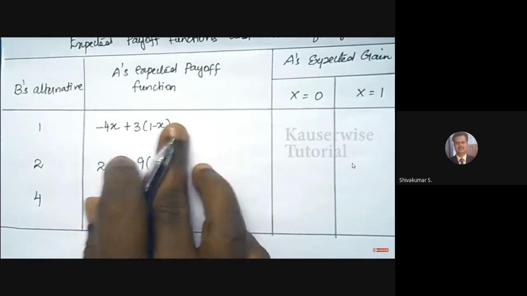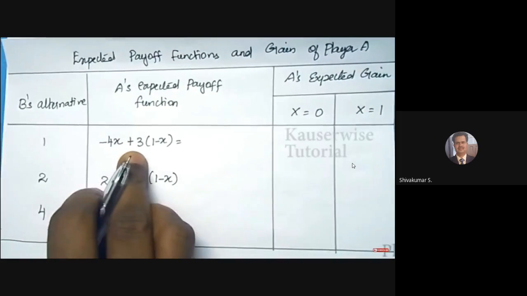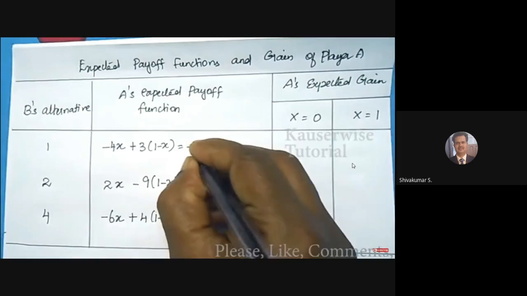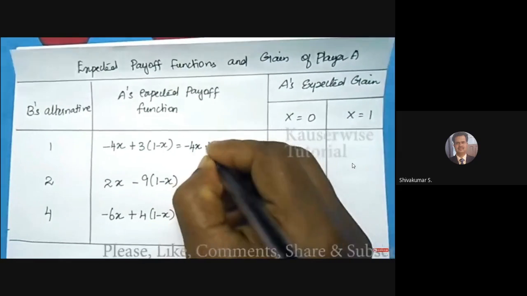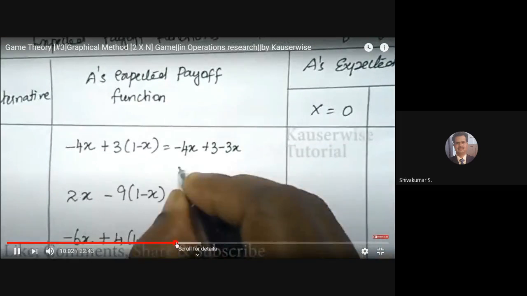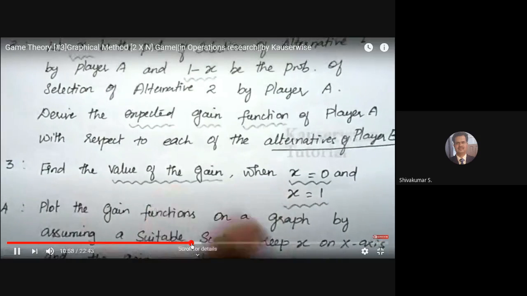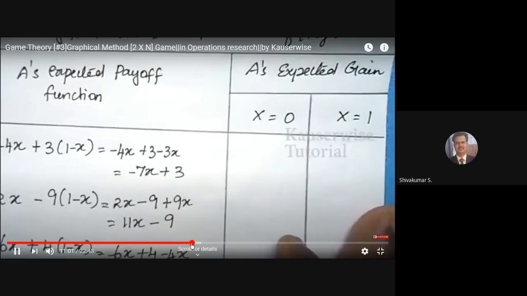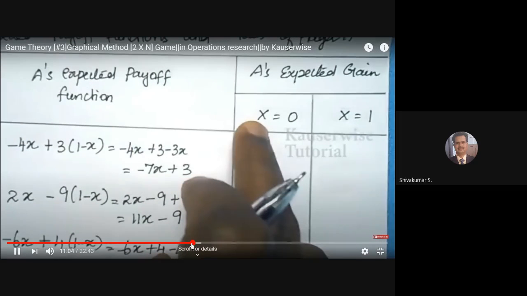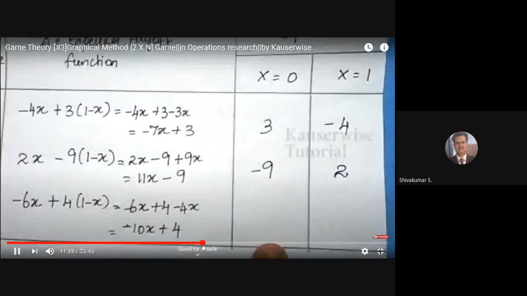So A's expected payoff function is minus 6x plus 4 into 1 minus x. Now with this equation you need to find out the payoff function. Just simplify: minus 4x plus 3 into 1, 3, minus 3 into x, 3x. So minus 4x plus 3 minus 3x. Then find the value of the gain. Let me show this calculation. Look at the table. Now just assume x is equal to 0 and apply the same procedure for the last alternative. Then we can plot the graph.